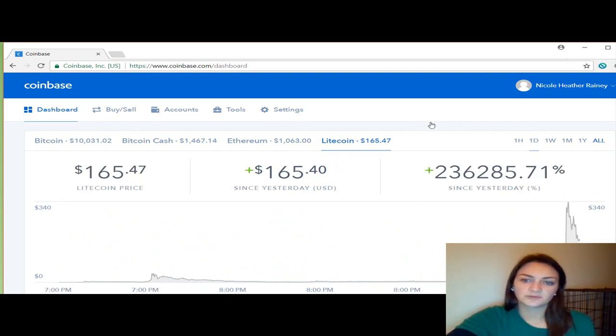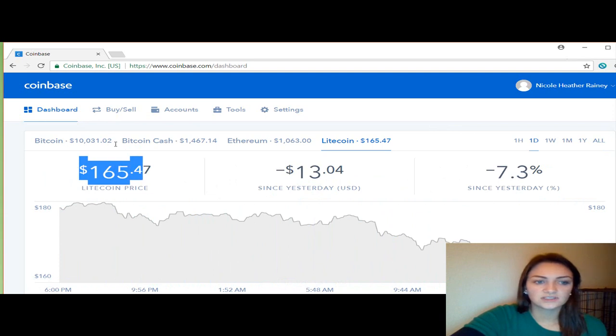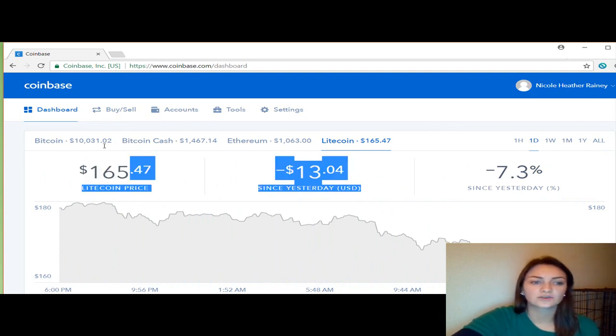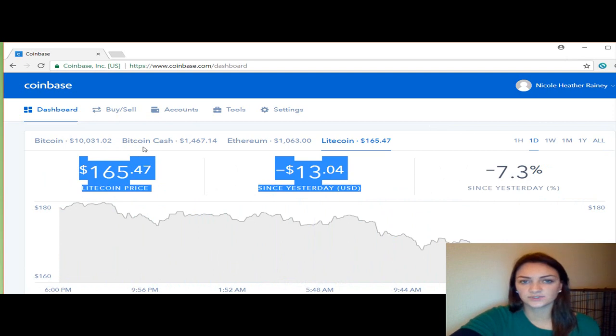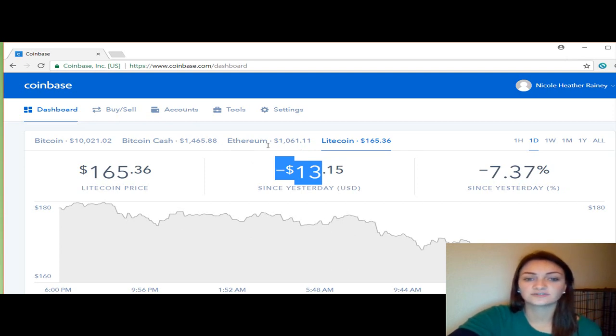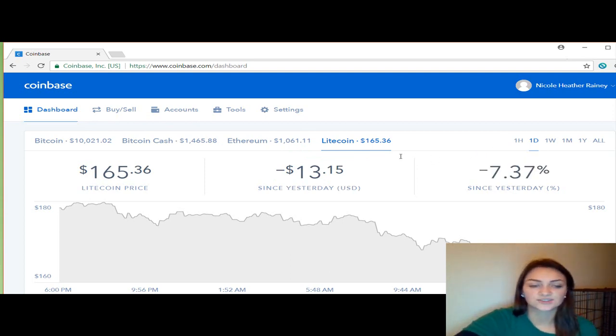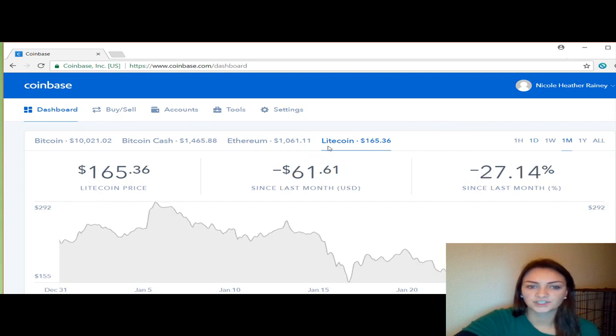Let's say I want to look at Litecoin the past couple days and the past day, and I can see what Litecoin has done. And right here it gives you the USD price. So Litecoin is currently priced at $165.47. The price that it's changed, I have it in the daily view, keep this in mind. Since yesterday, it has dropped $13 and 15 cents. And then it gives that same US dollar price as a percentage since yesterday. And as you click through, it will change and adjust for whatever time frame you're looking at.